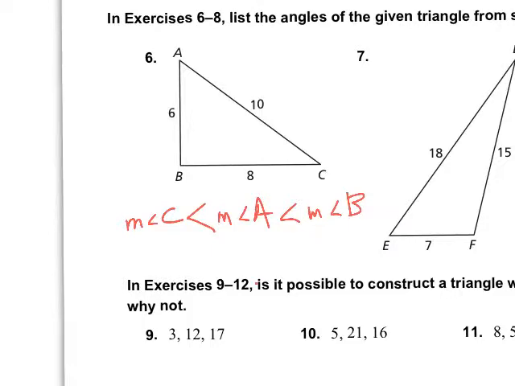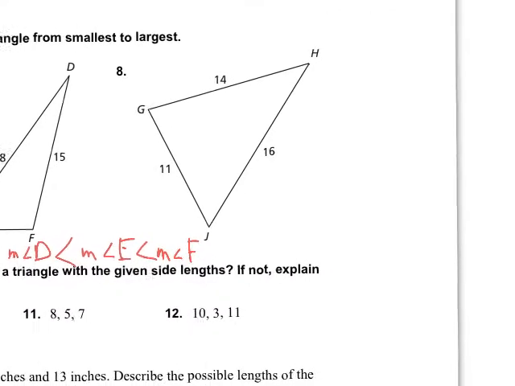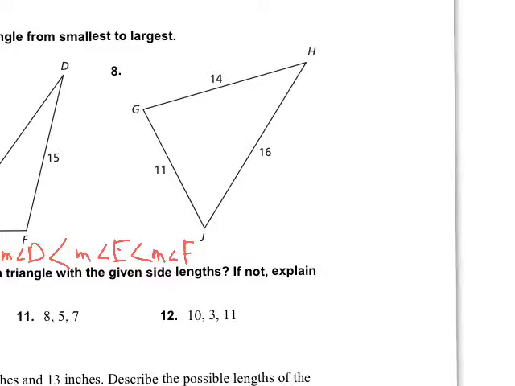Okay. So number 7. Looks like D is the smallest, so measure of angle D is smaller than measure of angle E, since 15 is the second, which is less than measure of angle F, which would be the biggest. And then lastly on number 8, smallest would be H. So measure of angle H is less than measure of angle J is less than measure of angle G. Okay, so smallest to biggest.